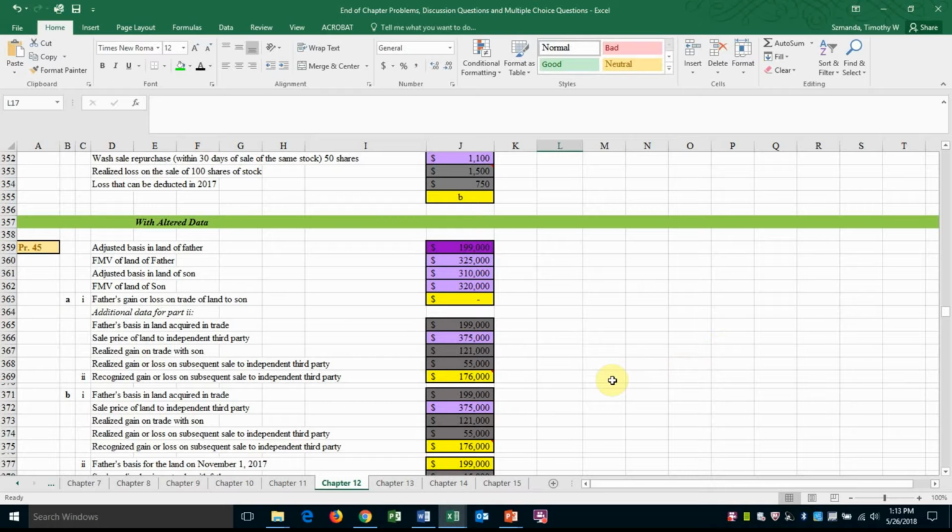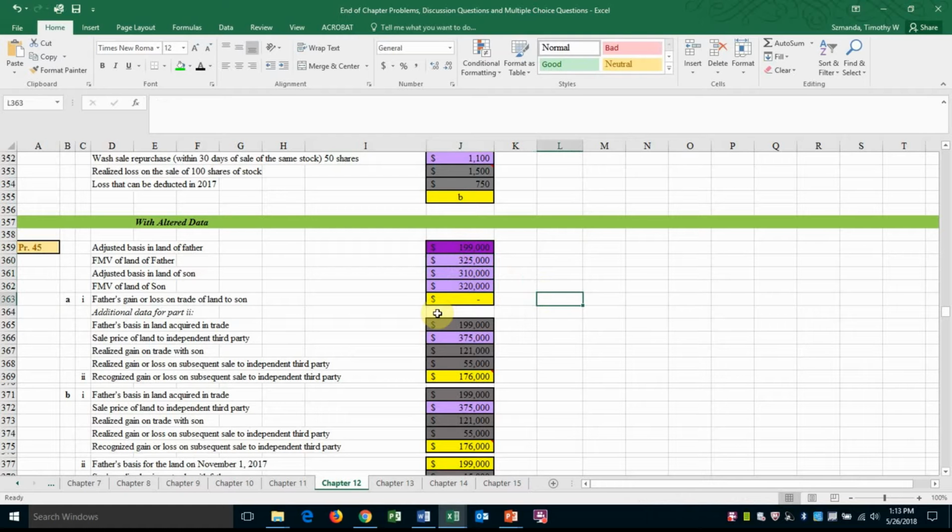Part A asks us to calculate Carlton's realized and recognized gain or loss from the exchange with his son, and the father's subsequent sale of the land to a real estate agent on July 19th, 2018 for $375,000. I only changed one figure in this problem, and that is $199,000. They have the basis for the father, Carlton, at 200, so that's the number I changed here. Otherwise the other numbers are the same.